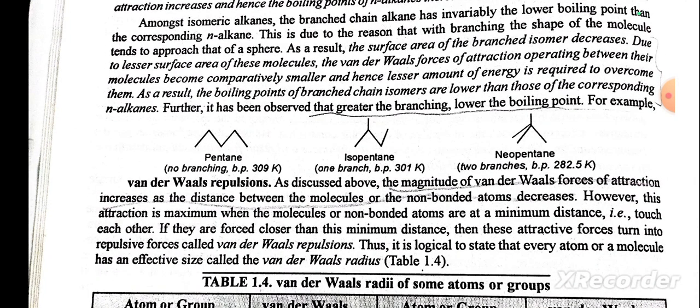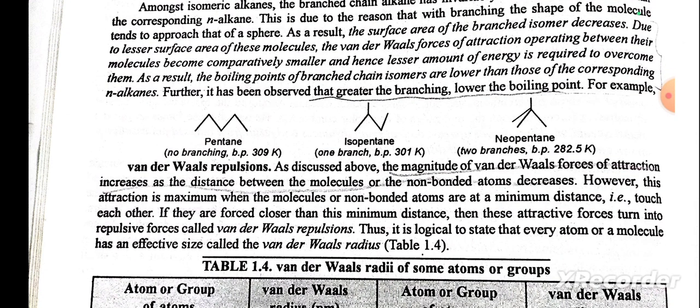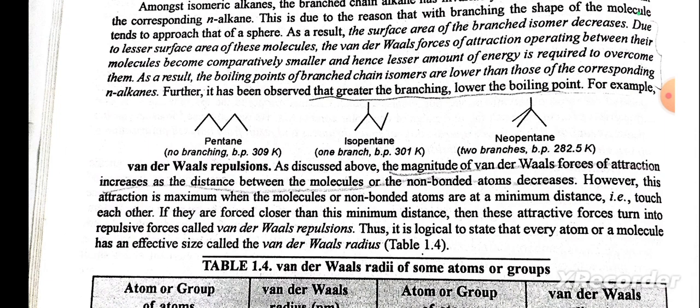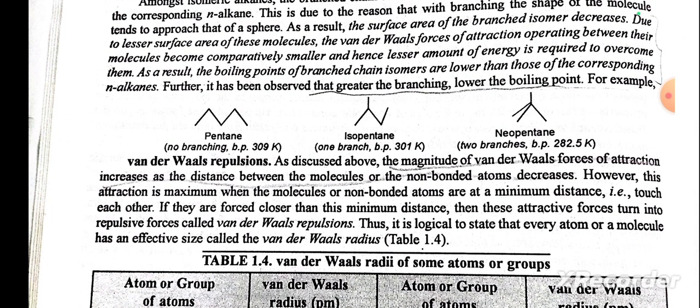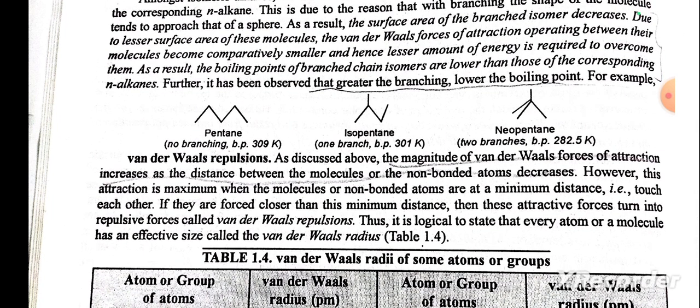Among isomers, the branched chain isomer has a lower boiling point than the corresponding straight chain alkane. This is because branching makes the shape of the molecule tend to approach that of a sphere. As a result, the surface area of the branched isomer decreases, and due to the lesser surface area, the van der Waals forces of attraction operating between these molecules become smaller, and hence a lesser amount of energy is required to overcome them. As a result, the boiling points of the branched chain isomers are lower than those of the corresponding alkane, and the greater the branching, the lower the boiling point.